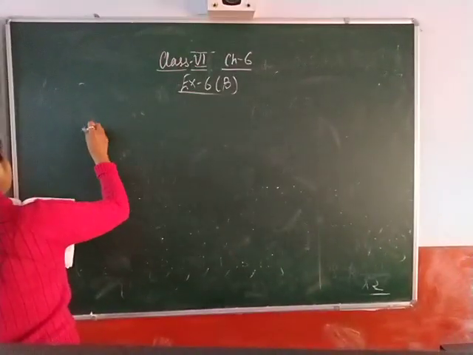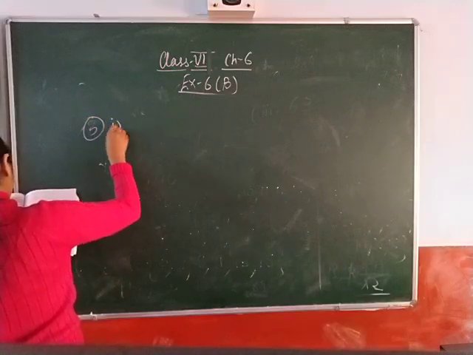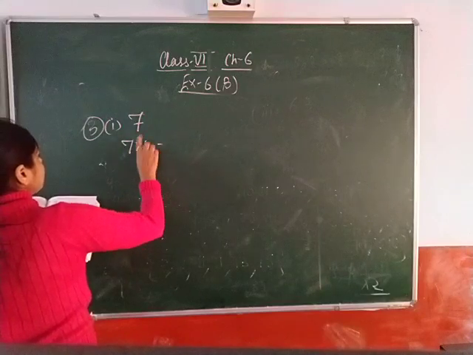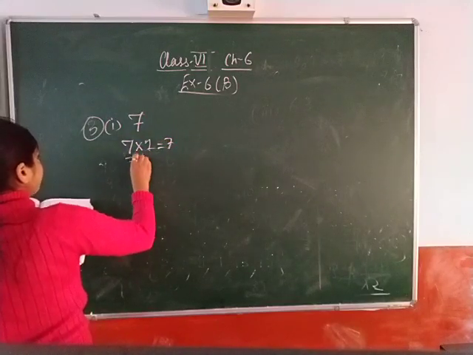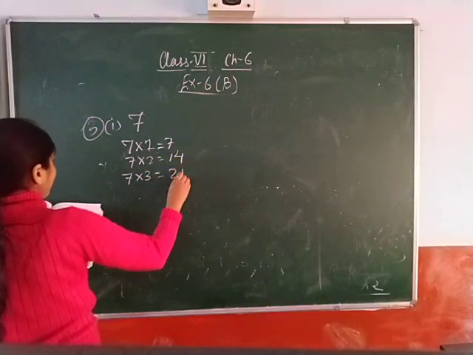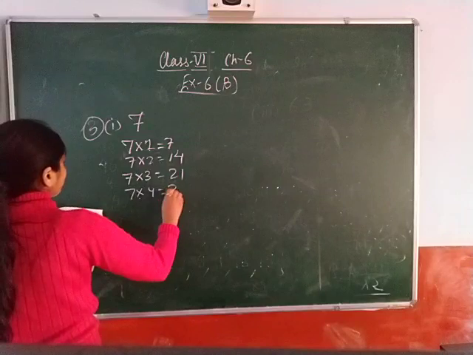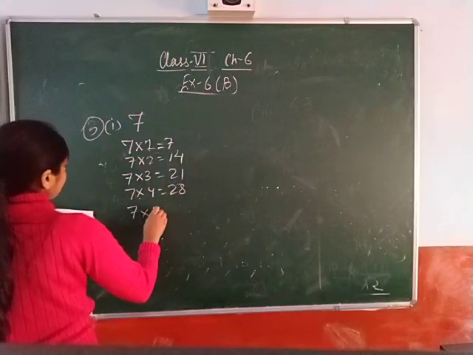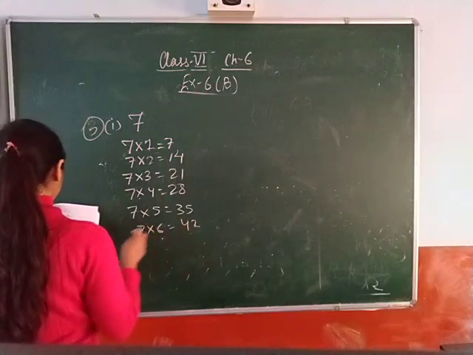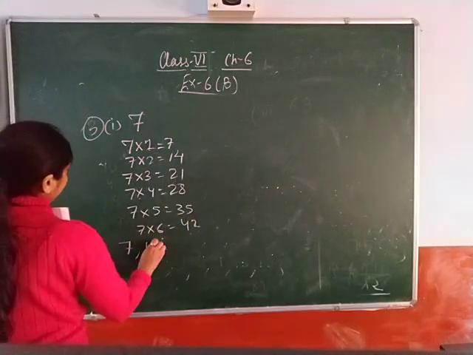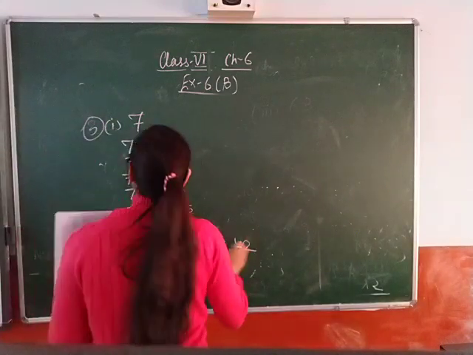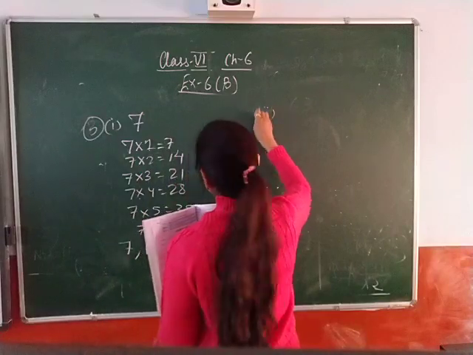From the third question, first 6 multiples of 7. So 7 ones are 7, 7 twos are 14, 7 threes are 21, 7 fours are 28, 7 fives are 35, 7 sixes are 42. So it will be 7, 14, 21, 28, 35 and 42. Similarly, we will do the second one as well, third one I am doing.